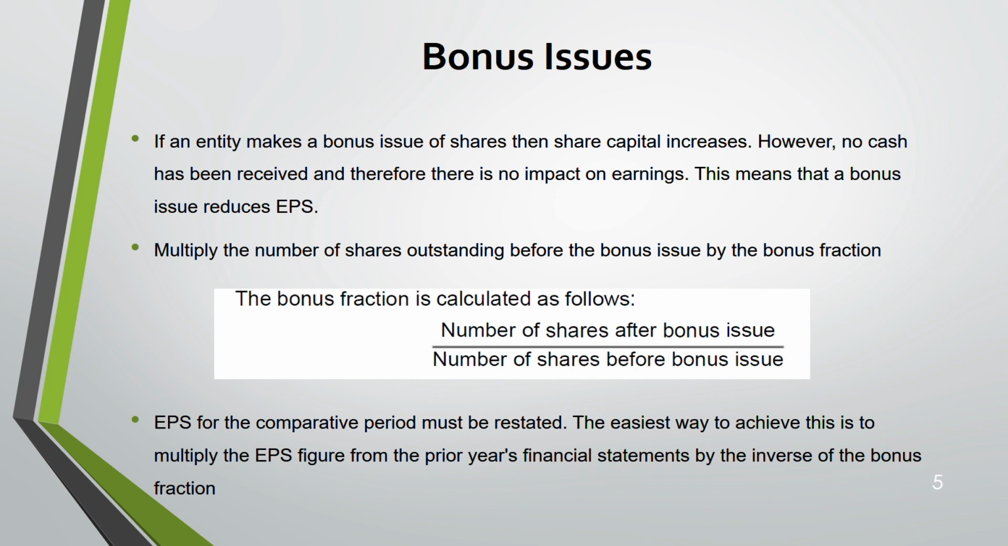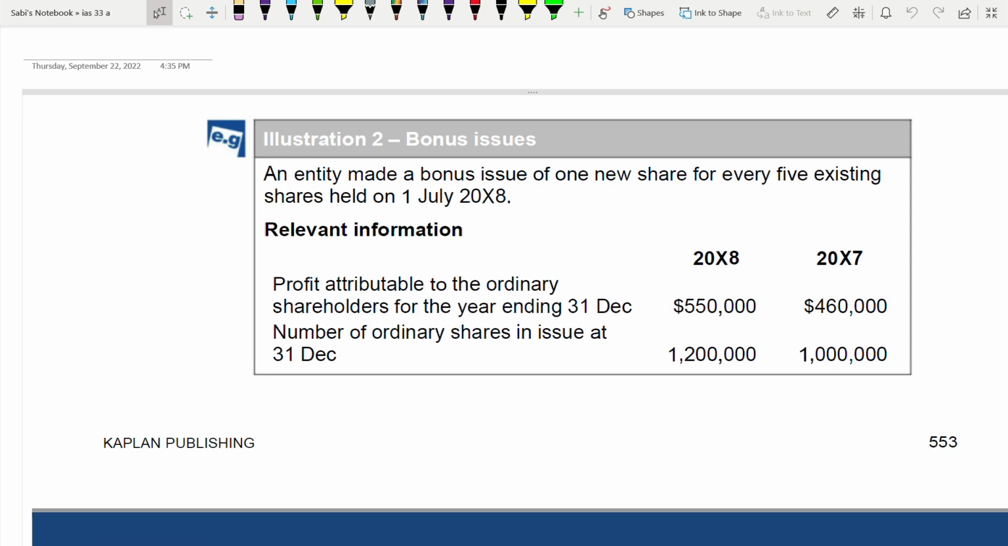EPS for the comparative period must be restated. How do you do that? The easiest way is you multiply the EPS of the previous year's financial statement by the inverse of the bonus fraction. Okay, let's do a question on bonus issue before we move on to right issue. Illustration 2. Here you have been given a bonus issue of 1 new share for every 5 existing shares.